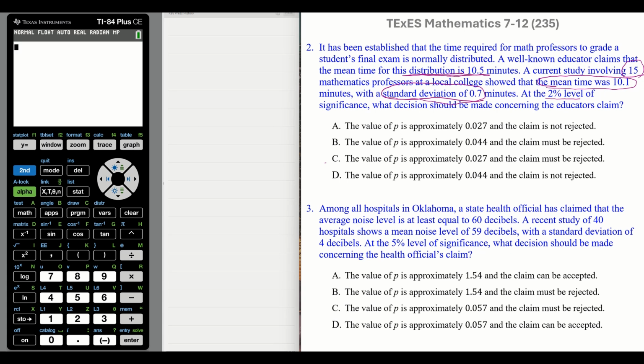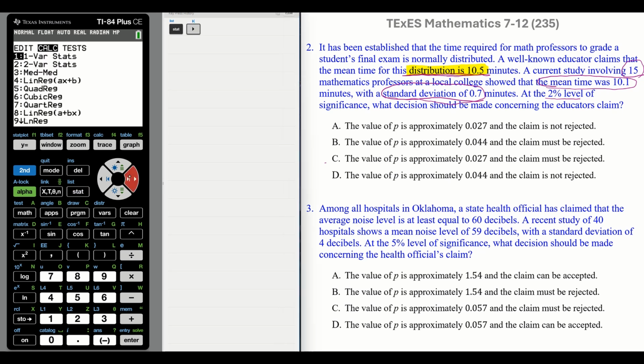For this one, we go back to your original here. It says a well-known educator, and then your question asks about the educator's claim. Notice there is no less than, greater than. They're just saying, this is what it is. So that means we're going to use a comparison of equal to, or mu naught. So we push that over, and our sample size is 15, so that implies a t-test.